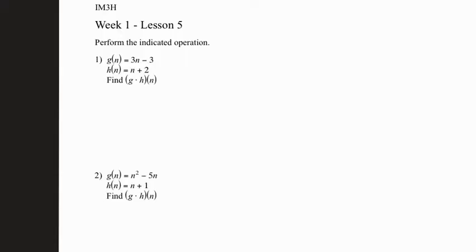This lesson is for week 1, lesson 5. This is multiplying functions. So first thing I'd like you to take a look at is right here where you can see that the notation says that you're going to be multiplying the g function with the h function. So here's the g function, here's the h function, and they want us to multiply this together.